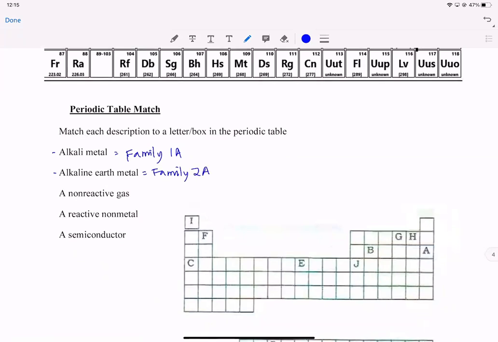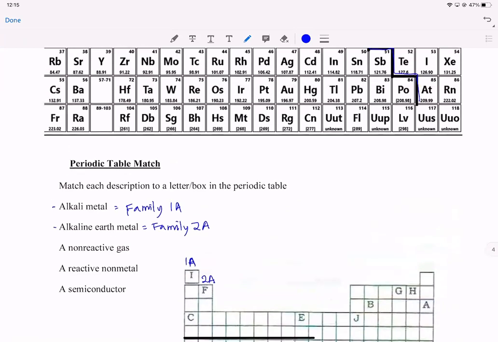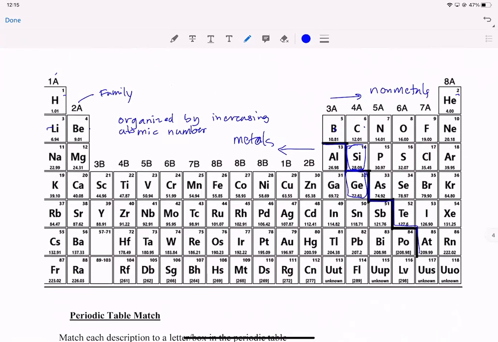So if I label this on this periodic table, this is family 1A, this column, and this is family 2A, that column. And you can confirm this going back up to this periodic table. This is family 1A at the top, and that's family 2A at the top. And seeing how the family numbers increase going across to the right, 1A, 2A, but then jumping over, here's 3A, 4A, 5A, 6A, 7A, and 8A.